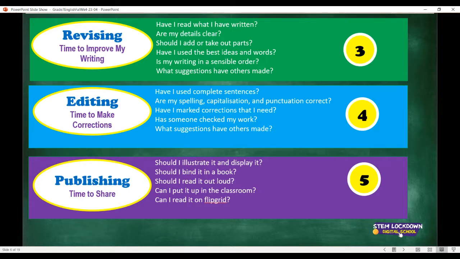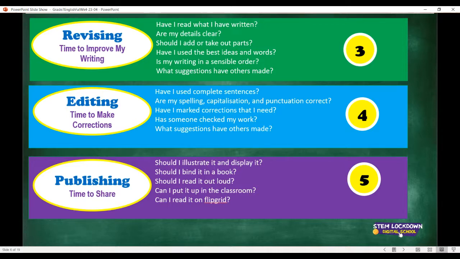Okay. Now, the next part is editing. So now you've revised it, you have written your second draft out. It's a bit neater, certain things make better sense, etc. Now you go over that and you correct it. So it's your finished product, but you need to check it yourself. You need to check, have you used complete sentences? Now we know with an advert, they like to keep the sentences short and unfinished because it is a technique of advertising. So in that case, it's acceptable.